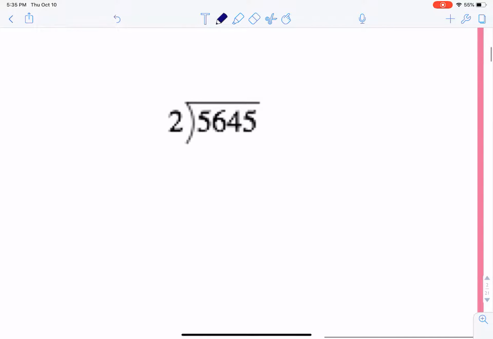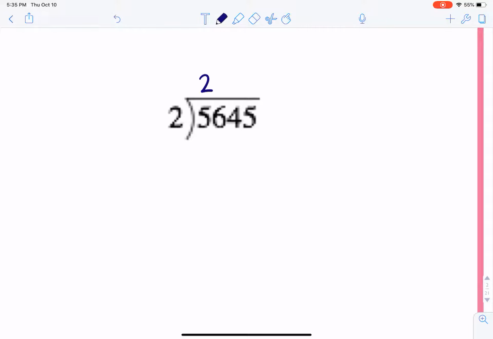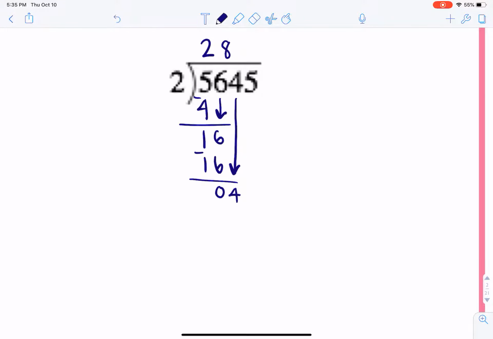Let's move forward onto this last one. How many 2s are in 5? There are 2. 2 times 2 is 4. Subtract, I'm left with 1. Bring down my 6. How many 2s are in 16? I know that's 8. 8 times 2 is 16. Subtract, I'm left with 0. Bring down my 4. How many 2s are in 4? There are 2. 2 times 2 is 4. Subtract, I'm left with 0.